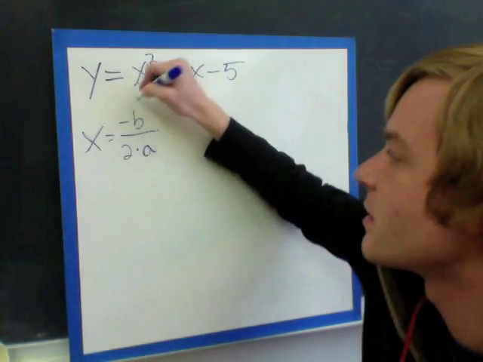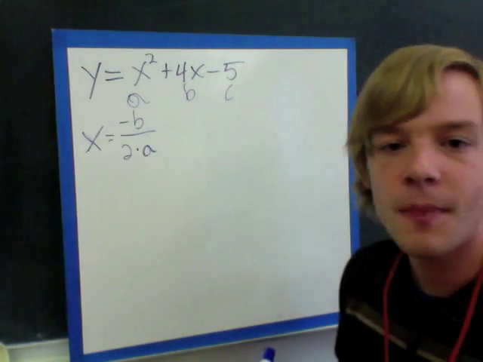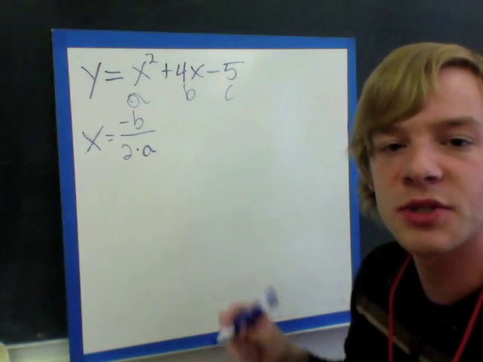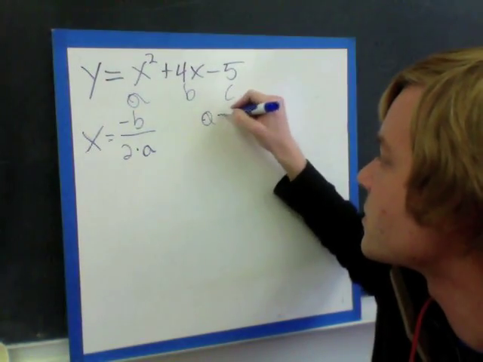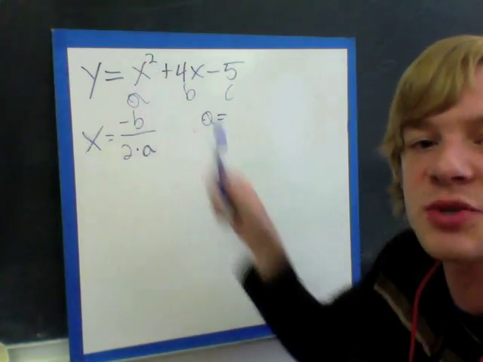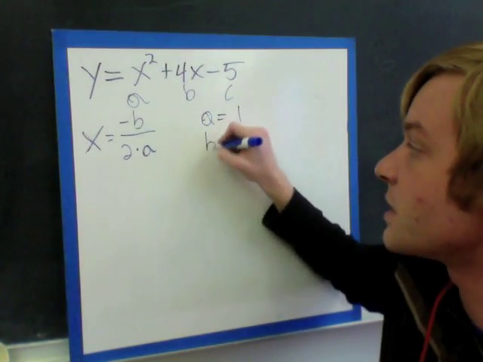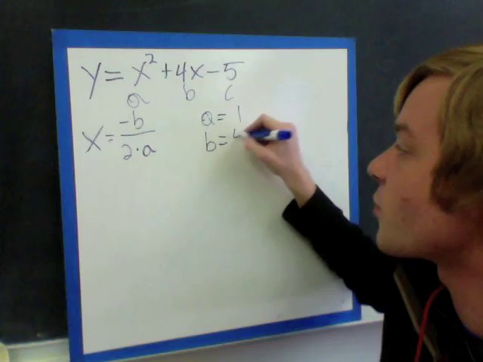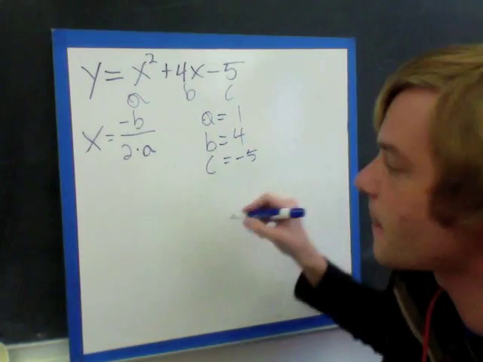a, b, c. And let's go ahead and write them on the side here as well. So since there's no number in front of x squared, a is going to be equal to 1. B will be positive 4, and c will be negative 5.